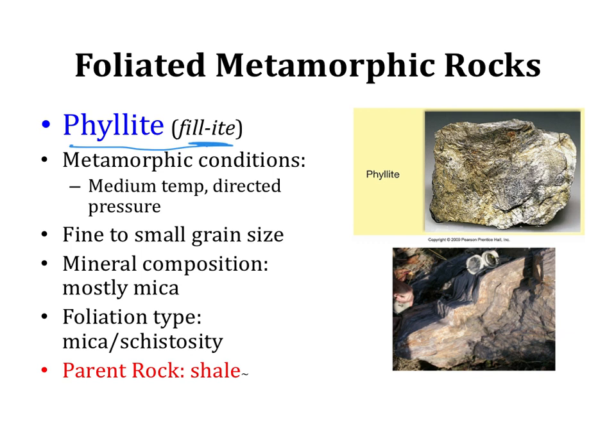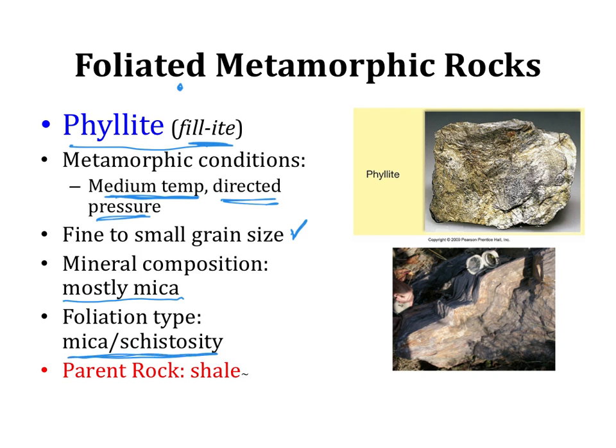The metamorphic conditions here are medium temperature, so we have increased the temperature a bit from creating slate, but still directed pressure because it's foliated. The grain size has increased somewhat because we have increased the temperature. The mineral composition, however, is still mostly micas. The micas have simply grown a little bit larger. Their crystals have grown larger because of the increase in temperature. So the foliation type is still the mica foliation type.